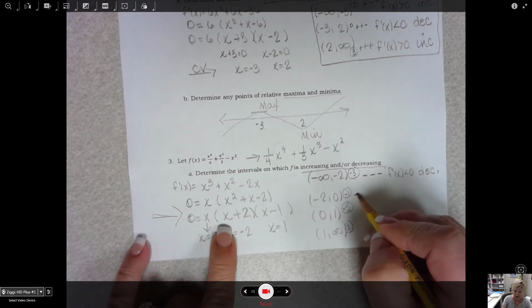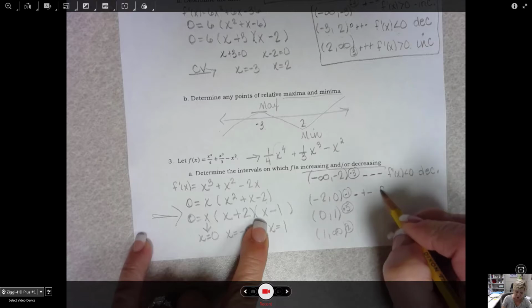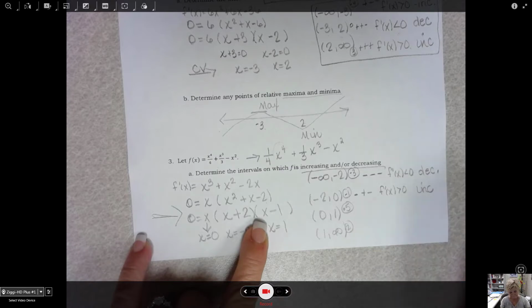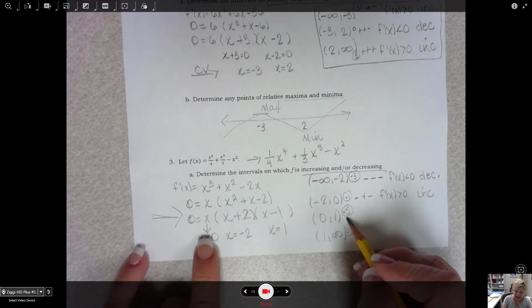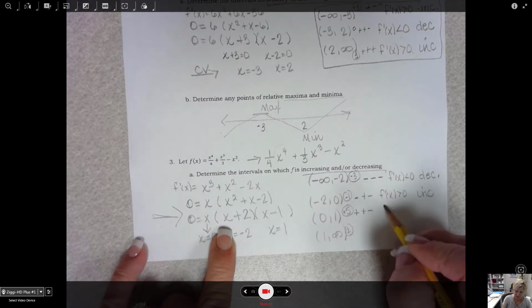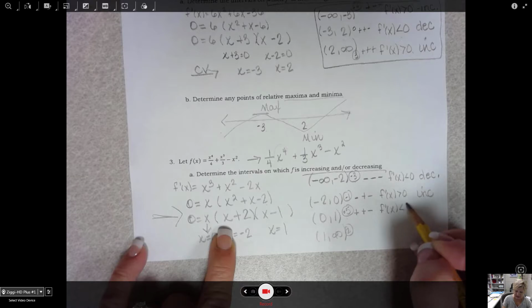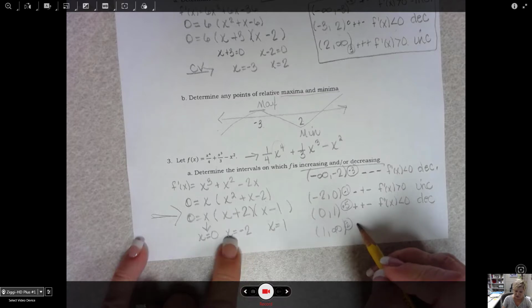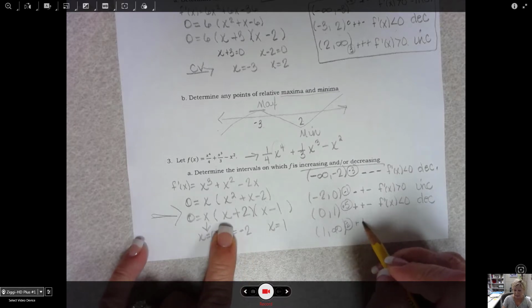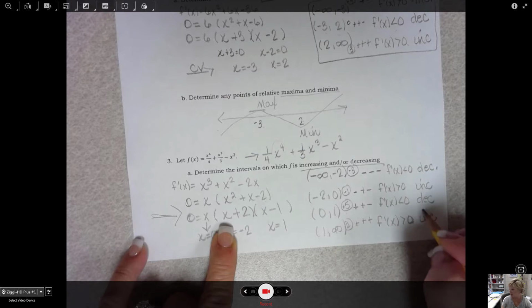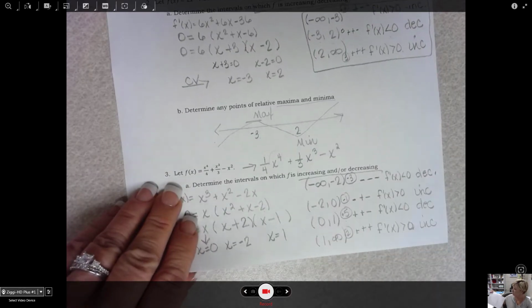Negative 1, positive, and a negative. Your first derivative is positive. Your function is increasing. You have a half. You got a positive and a negative. Again, your first derivative is negative, so the function is decreasing. And last, you've got a positive and a positive. So we go back to increasing on that particular function.